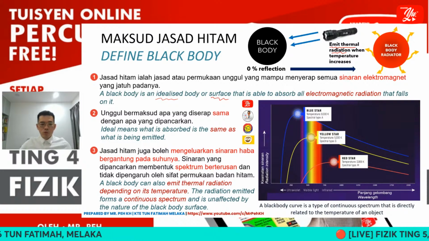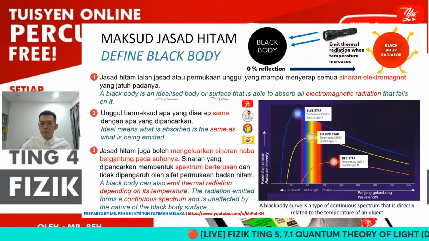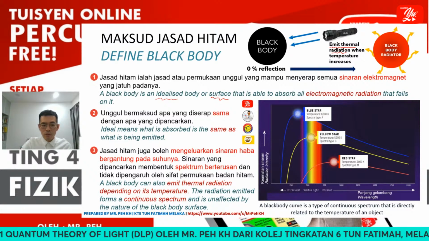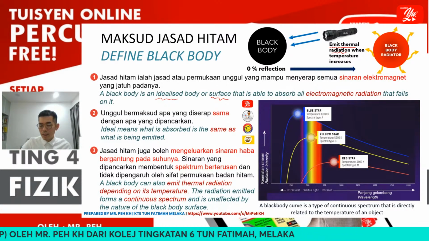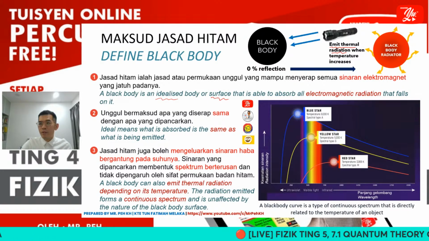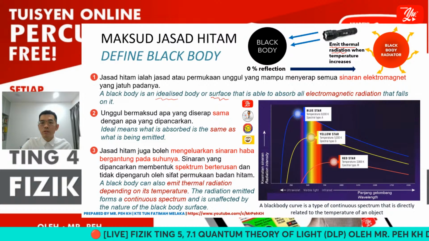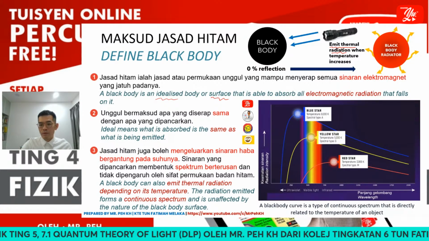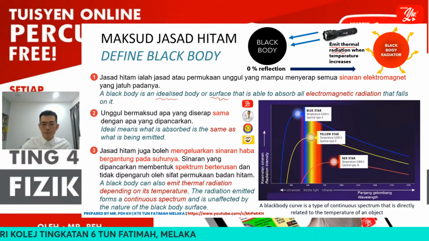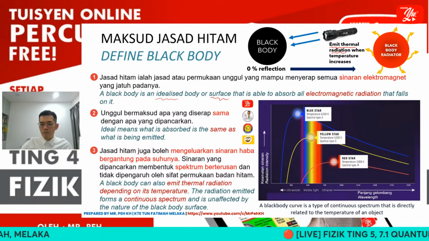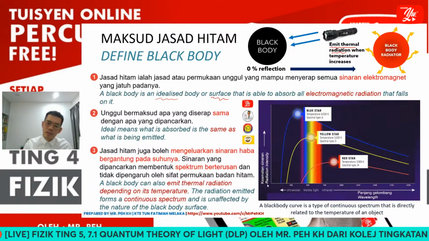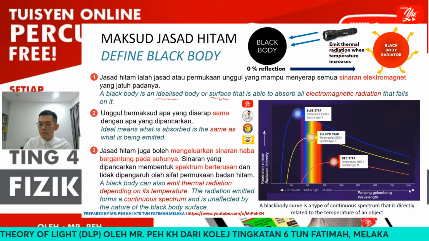Okay, you can look at this figure. For different black bodies, when they have different surface temperatures, they emit different types of thermal radiation. As we explained just now, the hotter object emits radiation with a shorter wavelength, while the colder object emits radiation with a longer wavelength or lower frequency. From here, the radiation emitted forms a continuous spectrum and is unaffected by the nature of the black body surface. If you look at this black body curve, the y-axis is radiation intensity, and the x-axis is the wavelength.